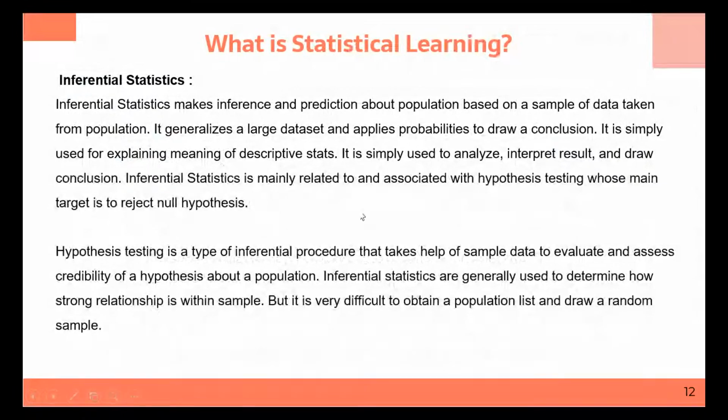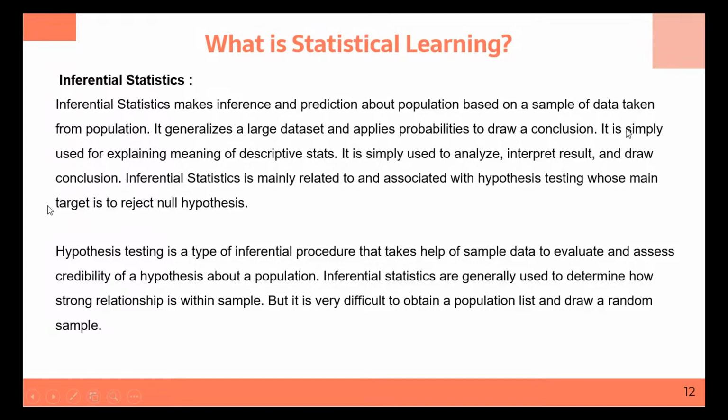Okay, now let's understand this statement: it generalizes a large data set and applies probabilities to draw a conclusion. So we have understood how we can give an outcome in probability. The same thing we are trying to apply for the whole data set, because we have to have inferences done on the whole data set, as we are trying to generalize the one outcome from one sample to the whole population. Got it? Let's go ahead.